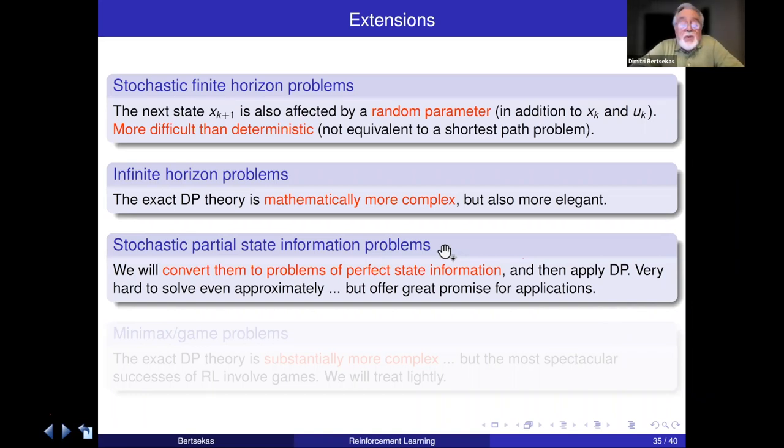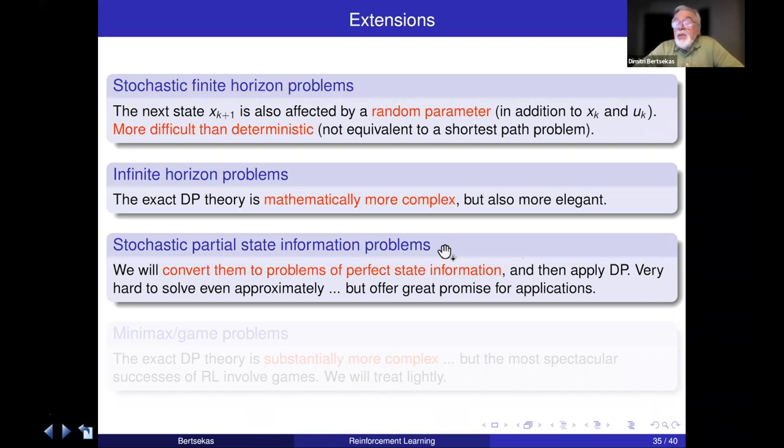To give you another example of a difficult type of problem, think of chess. Chess is a game of perfect state information because you can observe the state perfectly and you know exactly what the moves are. In that sense, chess is somewhat easy. The partial state information problems are more difficult than chess. Difficult as chess is, partial state information problems are harder.